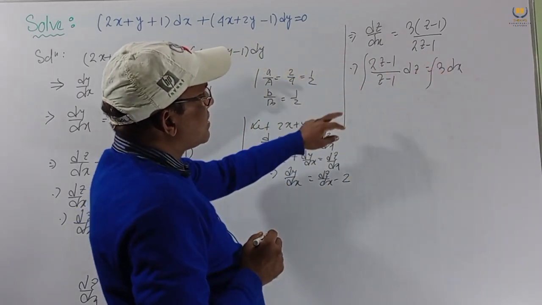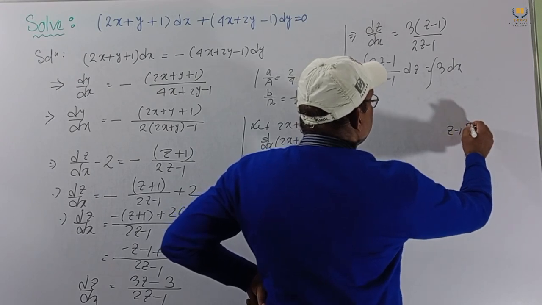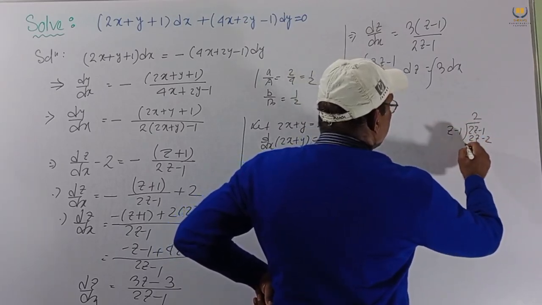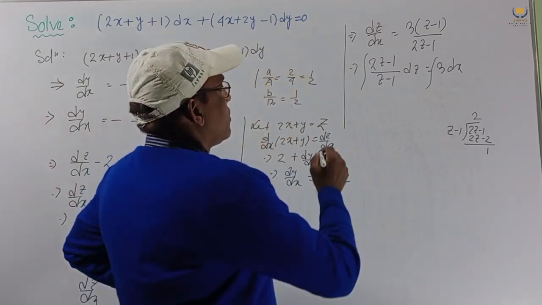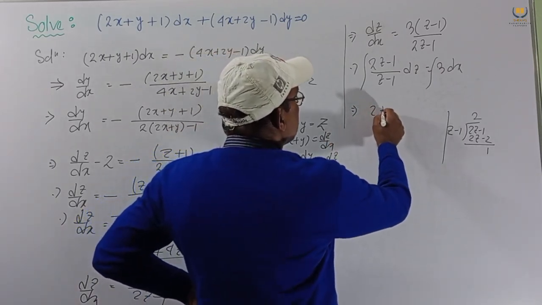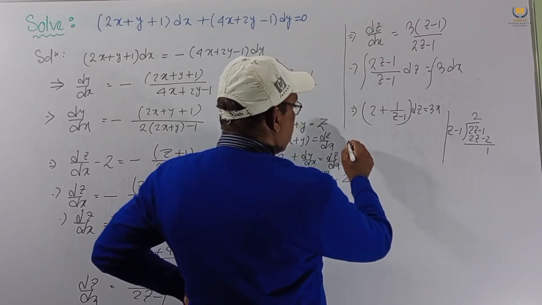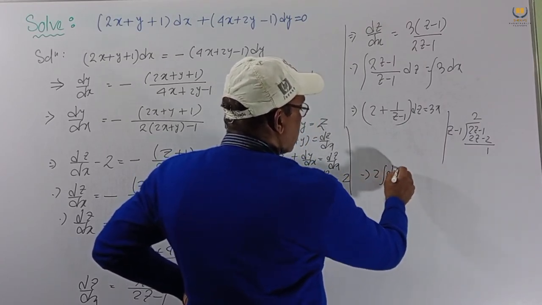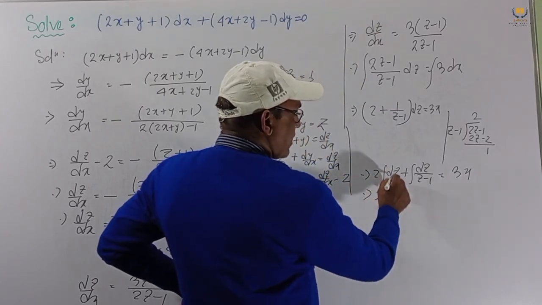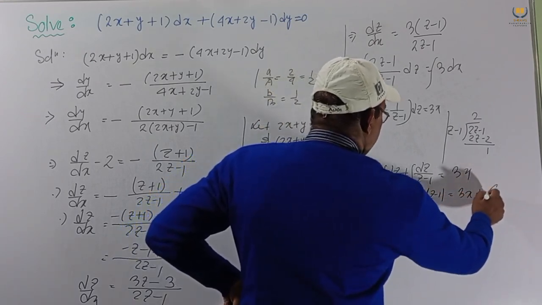Now this is 2z - 1. If we divide 2z - 1 by z - 1, this is 2, and 2z - 2 leaves 1. So we get (2 + 1/(z - 1)) dz = 3 dx. This is 2 dz + dz/(z - 1) = 3 dx. Integrating, 2 dz gives 2z, and this is log of (z - 1) equal to 3x + c.